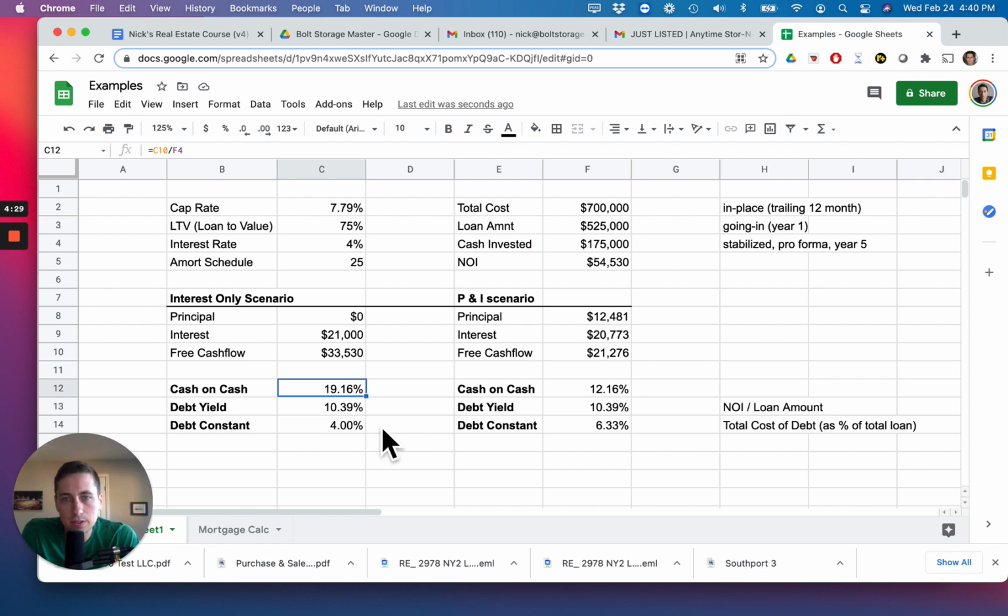That is phenomenal, right? But let's assume the broker wasn't really that accurate. It's not really a 7.79 cap. It's more like a 7 cap.